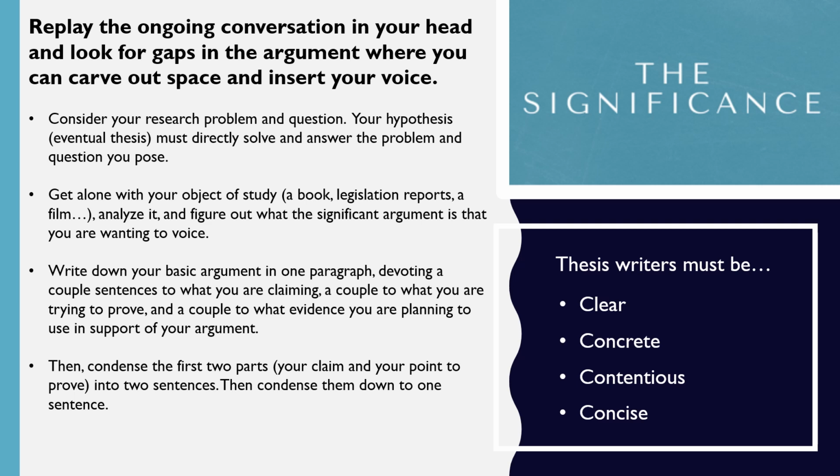Write down your basic argument in one paragraph, devoting a couple sentences to what you are claiming, a couple to what you are trying to prove, and a couple to what evidence you are planning to use in support of your argument. Then, condense the first 2 parts, your claim and your point to prove, into 2 sentences. Then condense them down to 1 sentence. This sentence should be your clear, concrete, contentious, and concise hypothesis, which will eventually become your thesis.